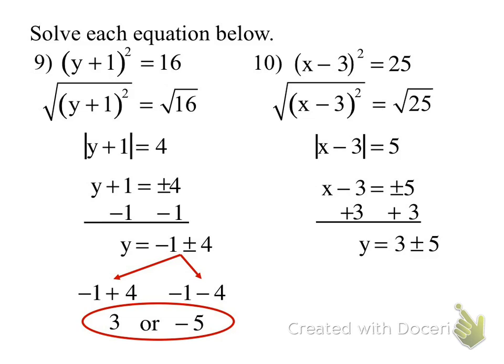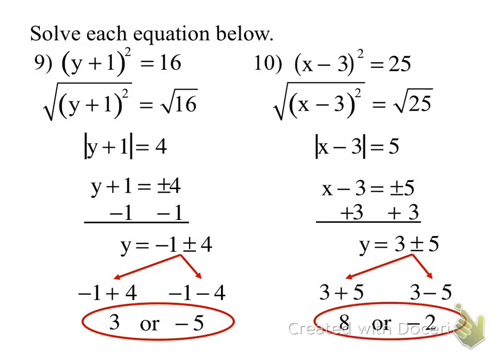And so my solutions are, let's go with Aaron. 3 plus 5, minus 5. Right, which 3 plus 5 is? 3 plus 5 is 8. And okay. And negative 2. Good. Okay, questions? We're good with the binomials?